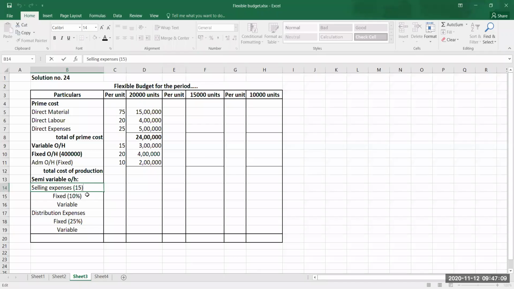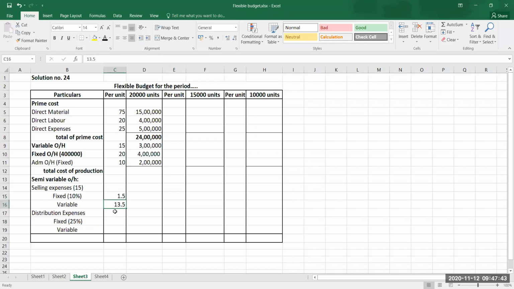Now you need to see how much will be the fixed cost and how much will be the variable cost per unit. So if you calculate 15 into 10%, you will get 1.5. Okay, so you will get 1.5 here. And from 15 rupees, if you deduct 1.5, you will get 13.5. So remaining will be your variable cost.